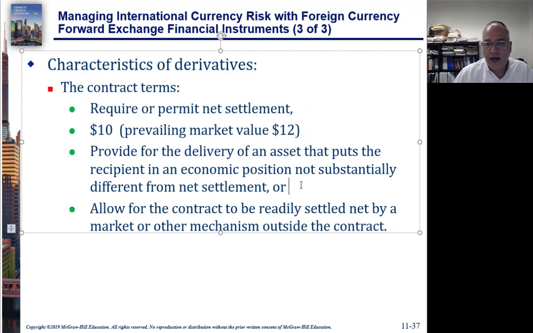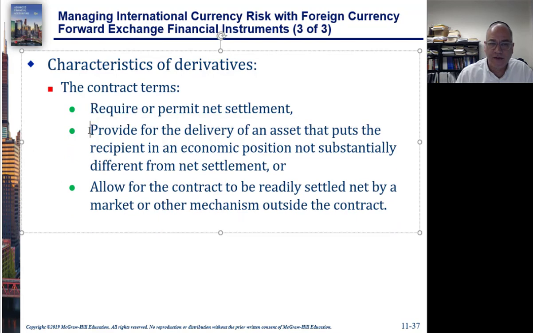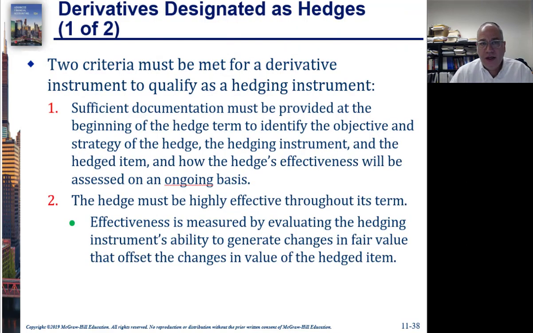It could also provide for delivery of the actual asset that puts everybody in the same economic position, or allow the contract to be settled net by a market or other mechanism outside the contract. In essence, what we're saying is that you don't have to actually deliver the jet fuel itself, but rather you can handle the difference in value financially so that you don't have to bother with all the technicalities of delivery. This is where hedges get very strange.